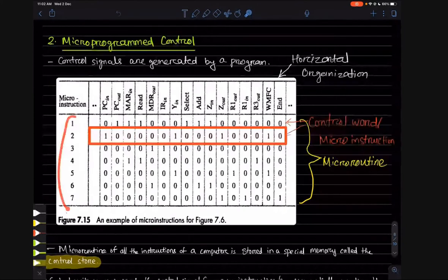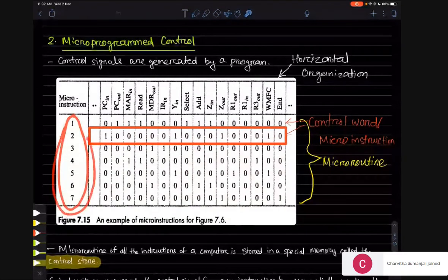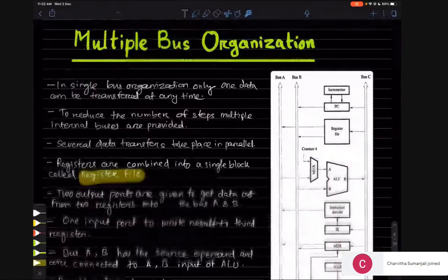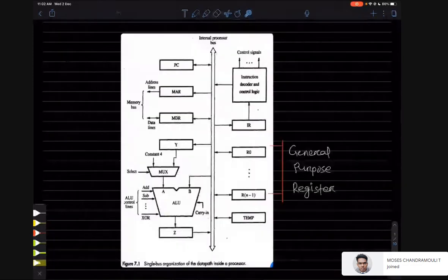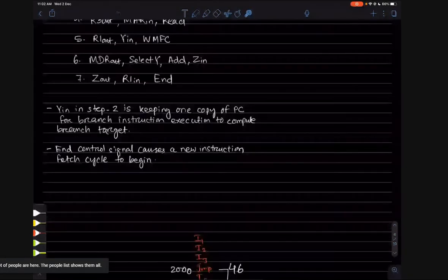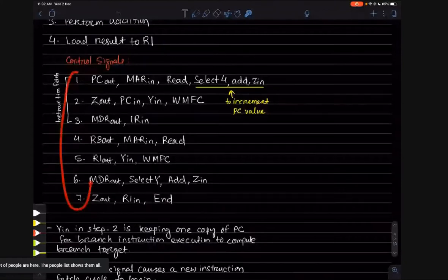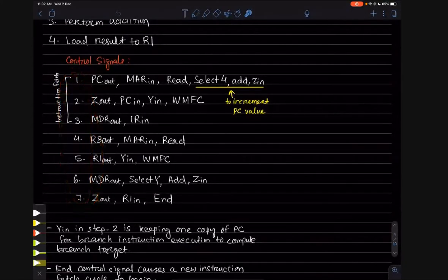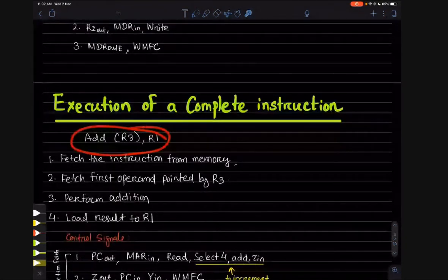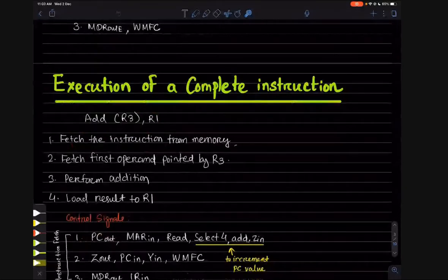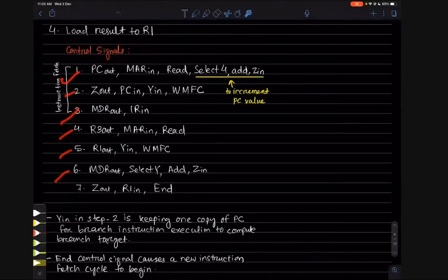There are 7 micro instructions here. What are these 7 micro instructions? These are the same 7 instructions that we generated when we read about addition. Where is that addition? This one. So these are the 7. These are the 7 steps we took to do one addition operation, this type of addition operation. These 7 steps are nothing but micro instructions. Each step is called a micro instruction.